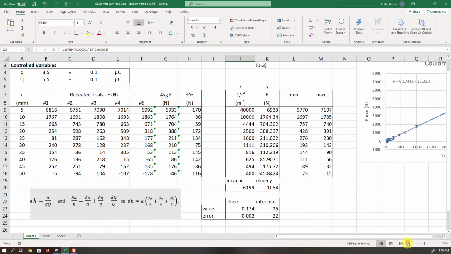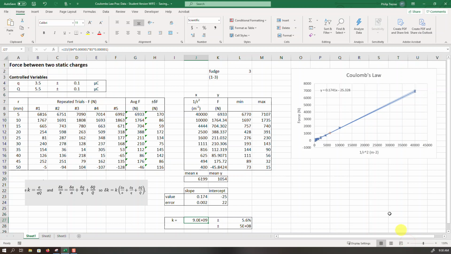So we have done a full analysis of this experiment, and we have used the data to calculate the Coulomb constant with an uncertainty of 5.6%.